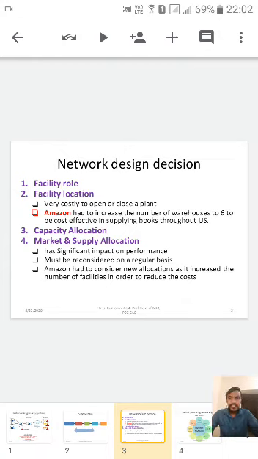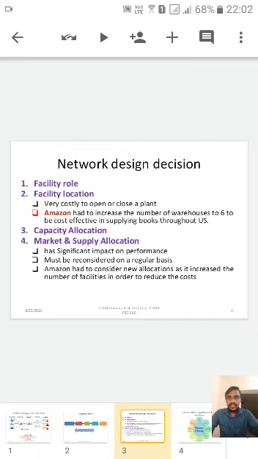Then the third decision, capacity allocation. What is the size of your factory? How many machines do you have, and how many products are you going to produce in a day? That is the capacity of the factory, or the capacity allocation of a retail outlet. What is the size of your retail outlet, and how many products can be accommodated in it? Then the fourth decision, market and supply allocation: which facility supplies which market, or which supplier supplies which facility.